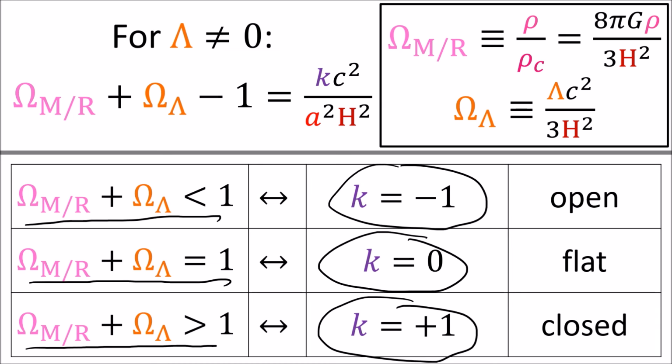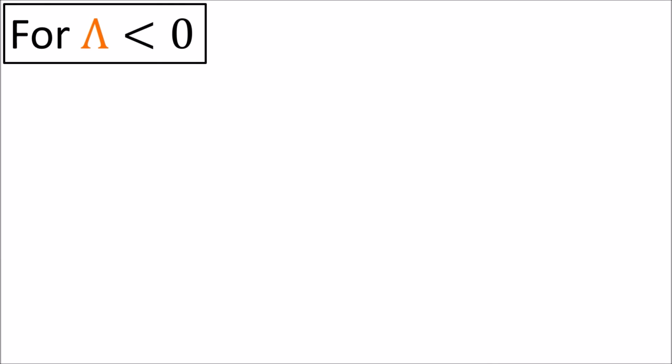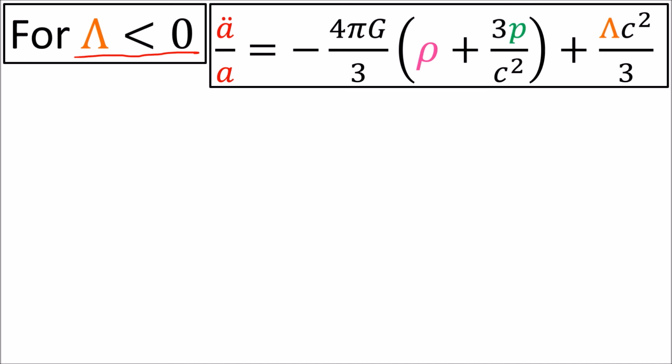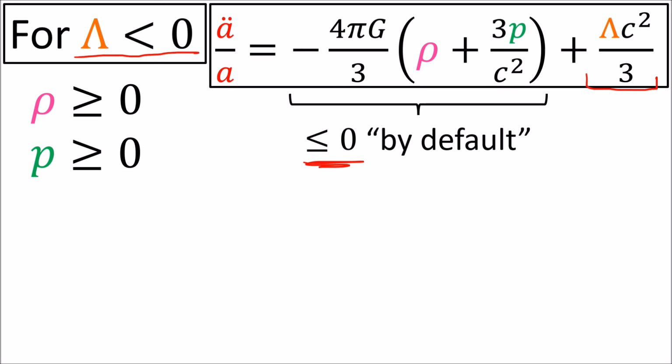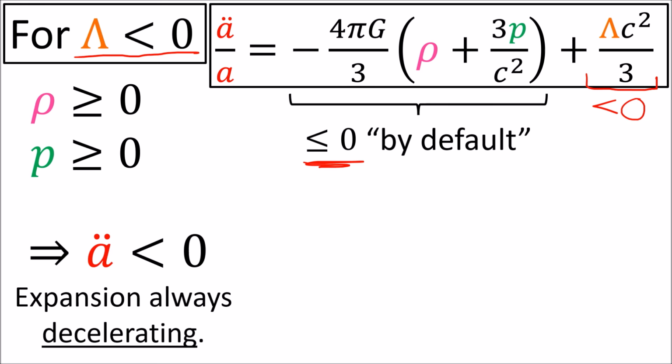But what about the evolution of the universe? Well, if the cosmological constant is negative, the answer is easy. The second Friedmann equation has a portion involving density and pressure that's less than or equal to 0 by default. So a negative cosmological constant just guarantees that a double dot is negative for all time, meaning the universe expansion is always decelerating.